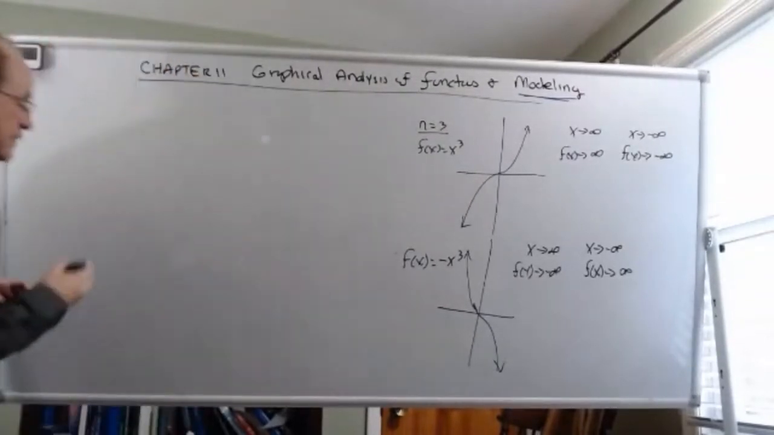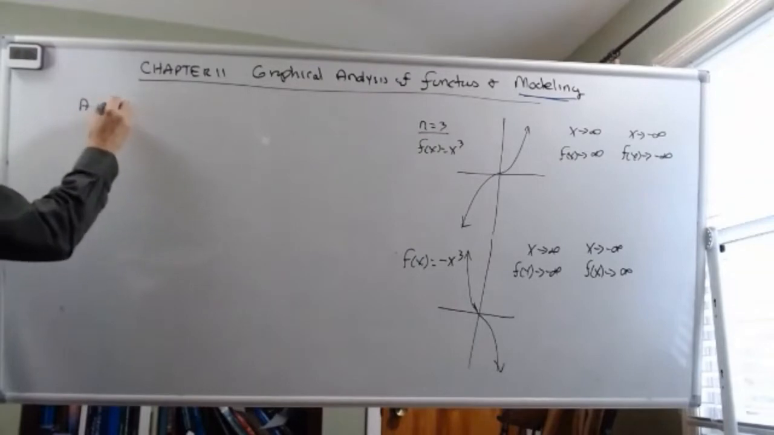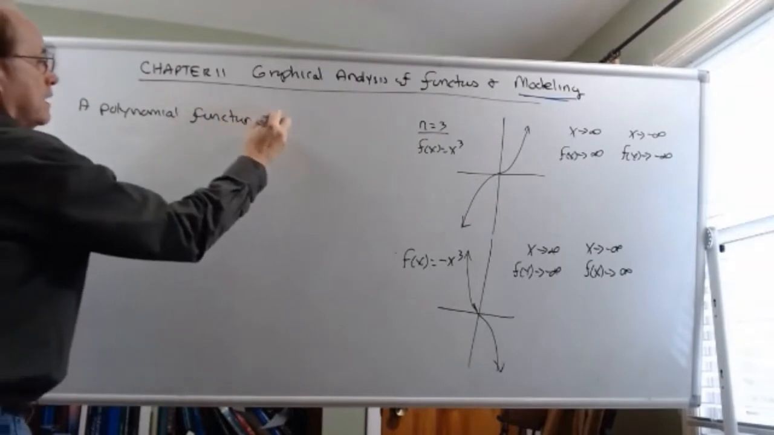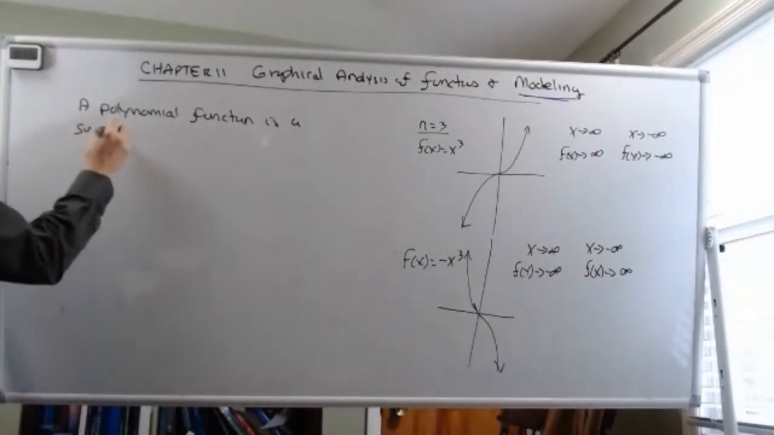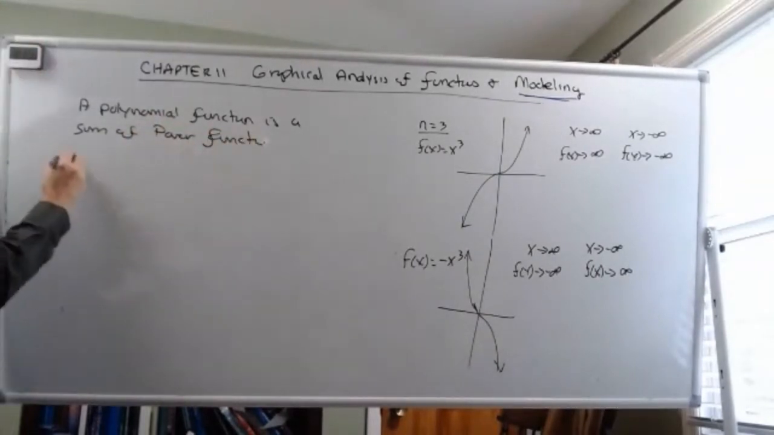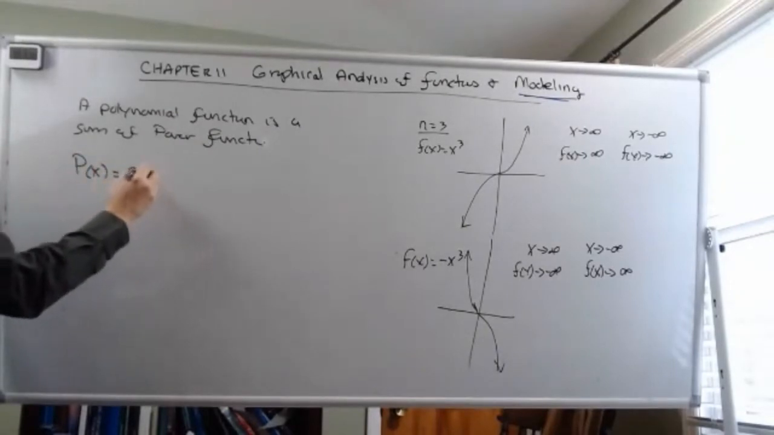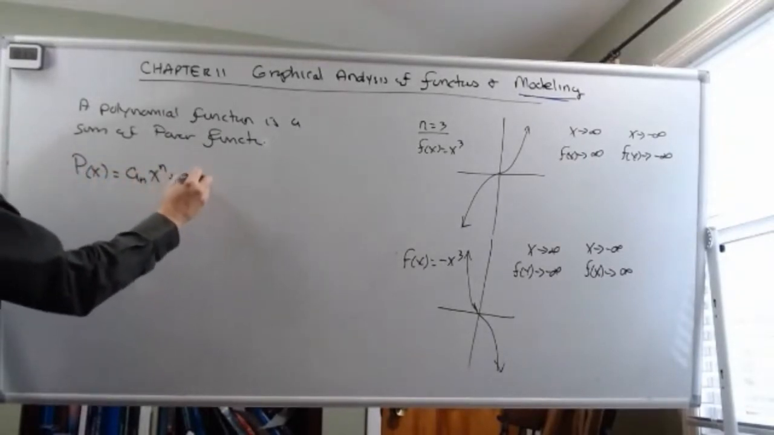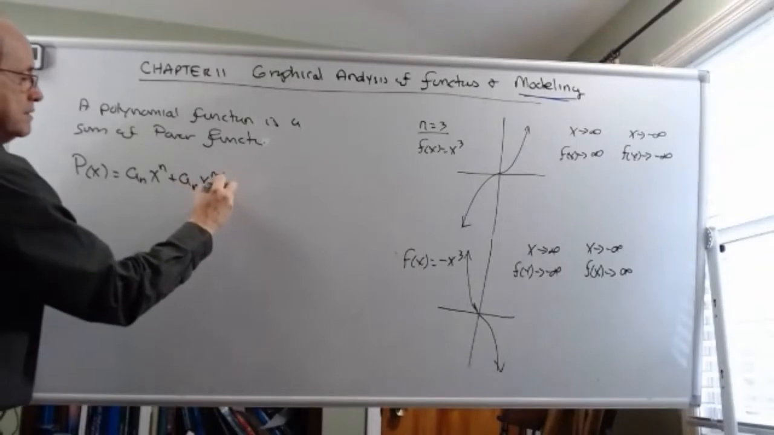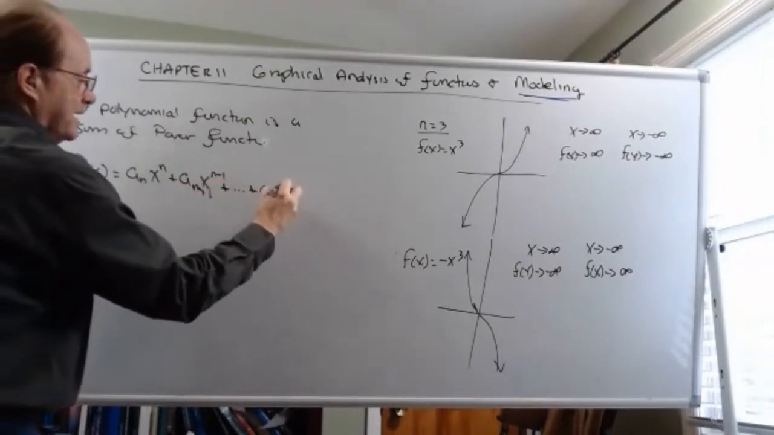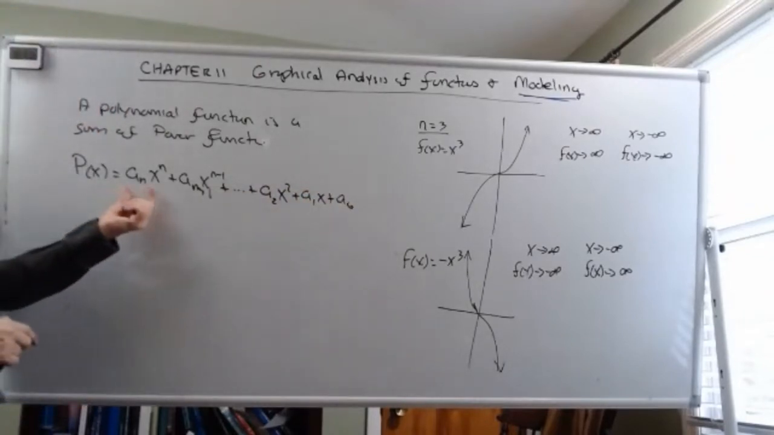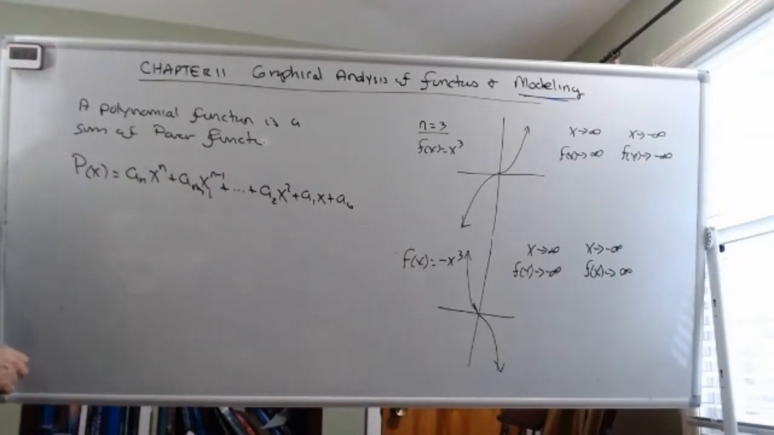So, a polynomial function is a sum of power functions. So here's my polynomial, p of x. It's a sub n, x to the n, plus a sub n minus 1, x to the n minus 1, plus a sub 2, x squared, plus a sub 1, x, plus a sub 0. Power function, power function, power function, power function.